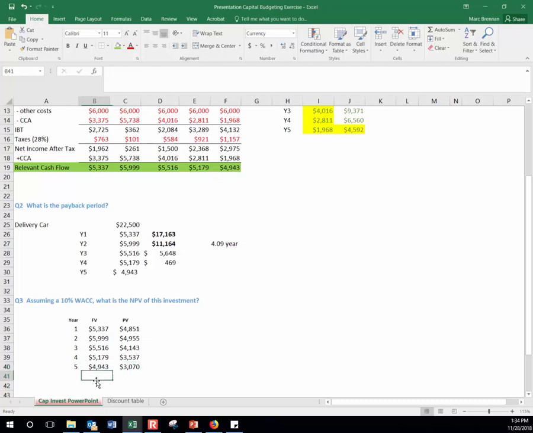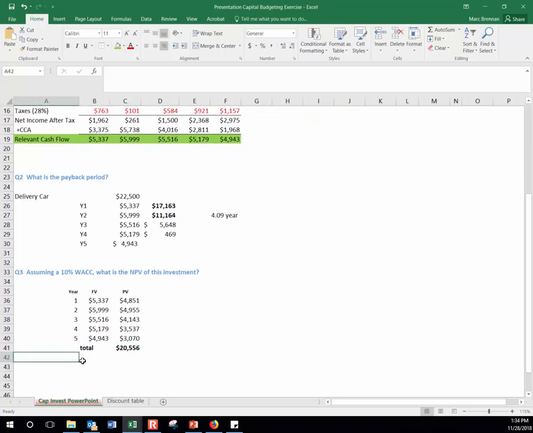So now I'm going to add up my total here. Okay. I want to find out what my total of my investment is over the cash flows of my investment over the 5 years, but in today's dollars. So I'm going to add them up, all of these. And that'll tell me that the present value of all of my relevant cash flows is $20,556.